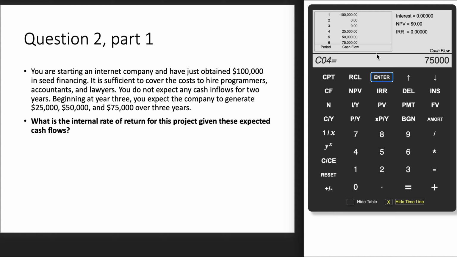Now, notice that I haven't been given an interest rate, and technically I don't need one to calculate the internal rate of return. So I can go ahead and compute the IRR, and that is 9.87%. So my rate of return on this project is almost 10%. Okay. So that's the answer to the first part.